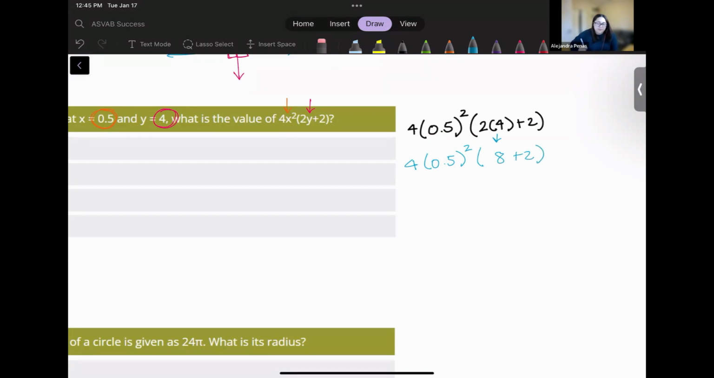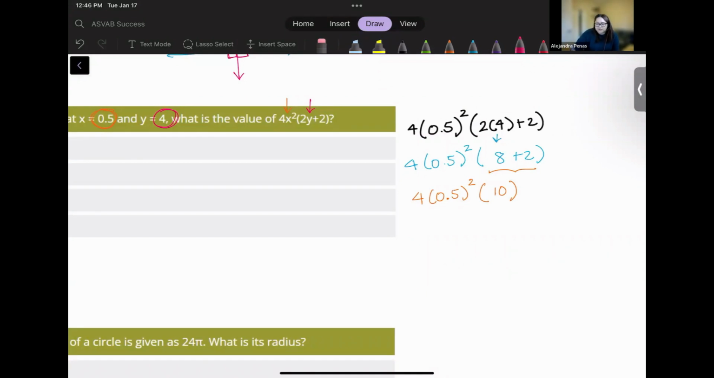All right, we still have a parenthesis, so now we need to take care of that. What are we going to get here? 8 plus 2? 10. All right, parentheses is dealt with. I still kept the parentheses there just to remind me that there is a multiplication going on there, but we're pretty much done with anything inside the parentheses.